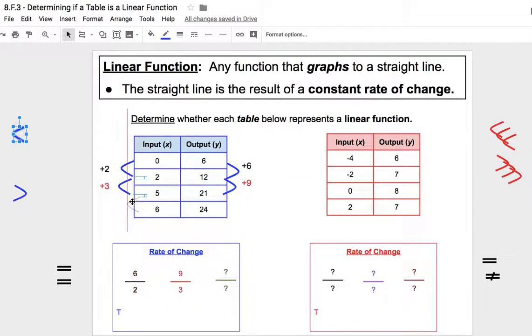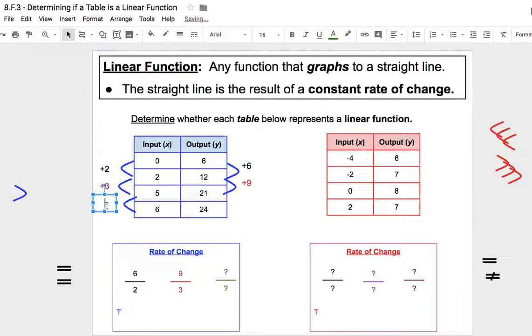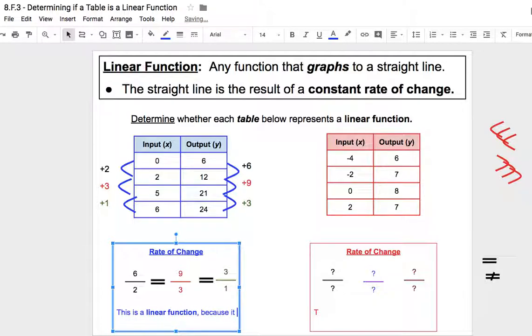And from the third to the fourth row, we see x goes from 5 to 6. That's an increase of plus 1. And we see that the y, during that time, went from 21 to 24, an increase of plus 3. We write that as a ratio, 3 over 1. And we see something. 9 divided by 3 is equal to 3 over 1. 6 divided by 2 is also equal to 3 over 1. We see that the rate of change here, how much y changes compared to x, remains constant each time. So we could say that the blue table is a linear function because it has a constant rate of change.